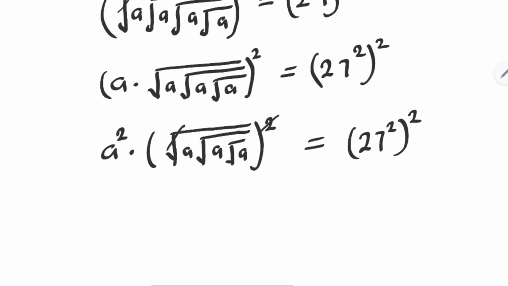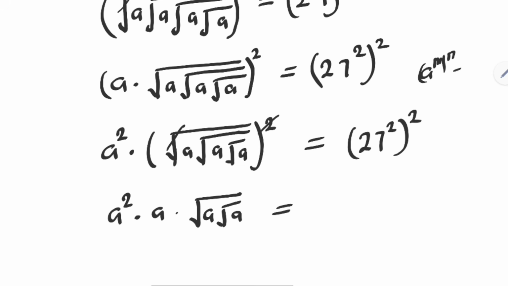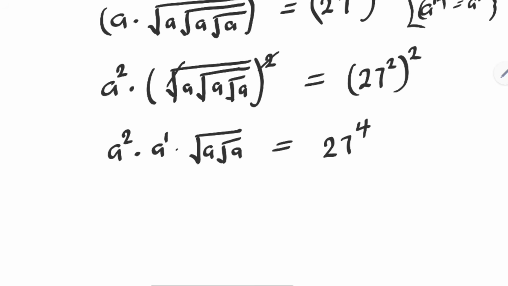Then this is a squared multiplied by a multiplied by square root of a, square root of a is equal to, if you have a raised to power m to the power of n, this is equal to a raised to power mn. So this is 27 raised to power 2 times 2, that is 4. Now here this is a over 1.